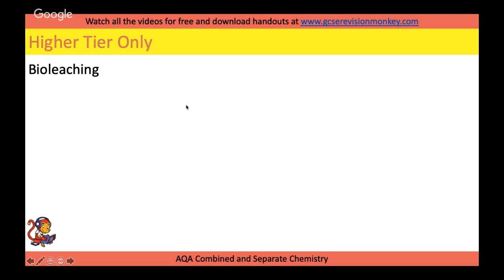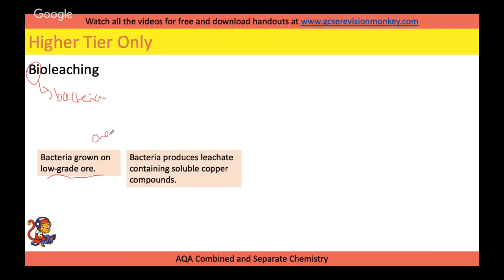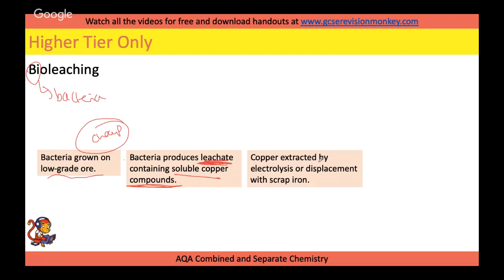For bioleaching, it's very similar, but this time you are using bacteria. So B for bacteria, B for bioleaching. Bacteria is grown on a low-grade ore. It's very cheap, so you can grow lots of it and it will divide rapidly. So this is quite an advantageous process in that respect. And the bacteria produces a leachate, which is a liquid solution containing the soluble copper compounds. So they do all the work for you. And then again, you can extract it by electrolysis or displacement. So you don't need to know this process in a lot of detail.